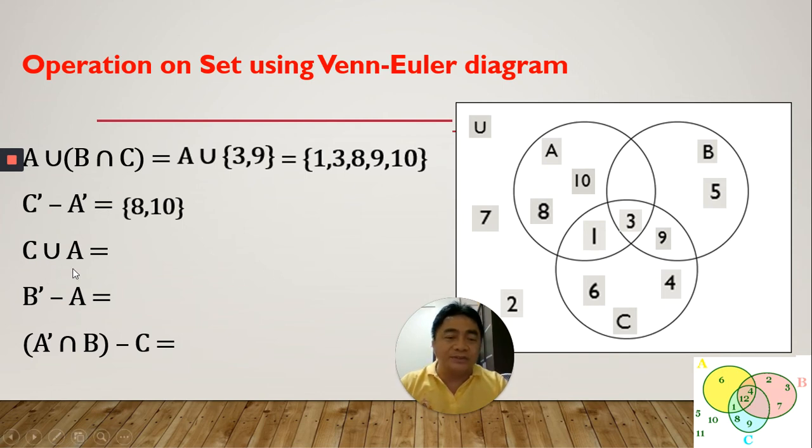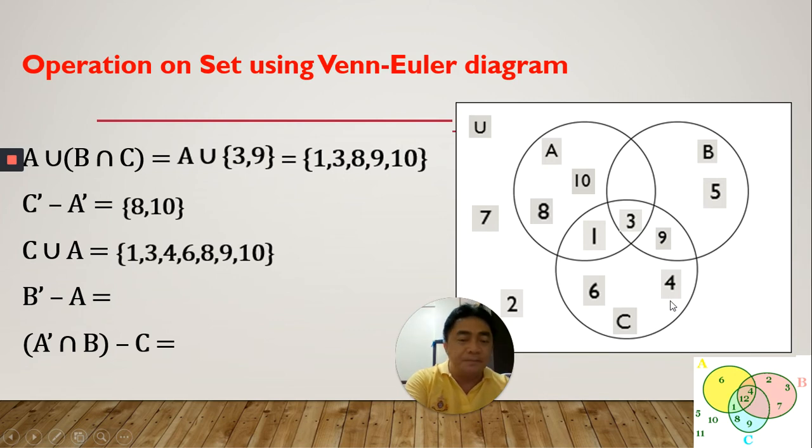Next is C union with A. So it's easy. This is C, then A. You just simply combine. You have 1, 3, 4, 6, 8, 9, 10. Correct. We have here B prime minus A. So remember this B prime are these elements. So we have 10, 8, 7, 1, 2, 6, and 4. These are B prime minus A minus this element here. So what are left? 7, 2, 6, and 4. Okay, 7, 2, 6, and 4 are left for B prime only.